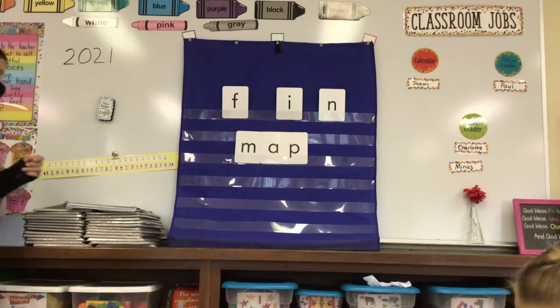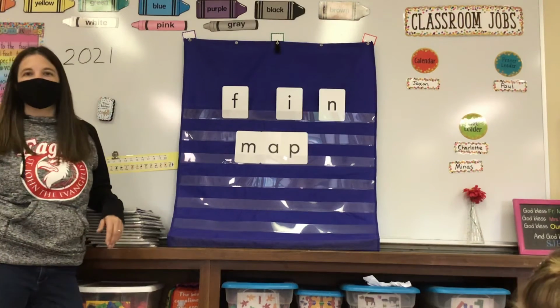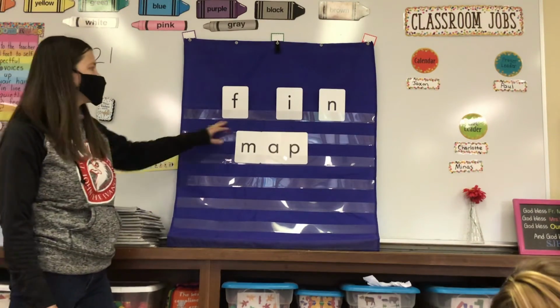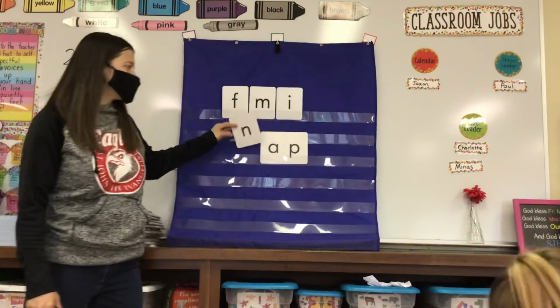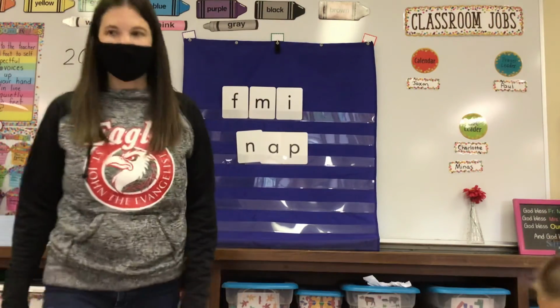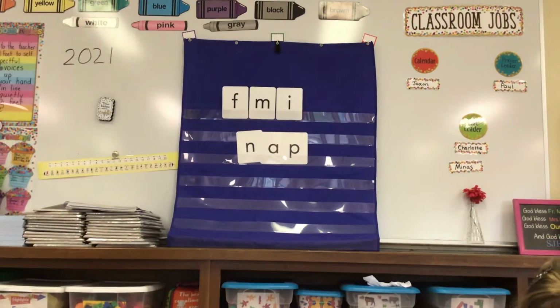And for the last one, we're going to change the beginning sound again. We're going to change the to a. What word is that? Nap. Go ahead and write nap. And the last, number six. Yeah, we're getting those short vowel sounds.